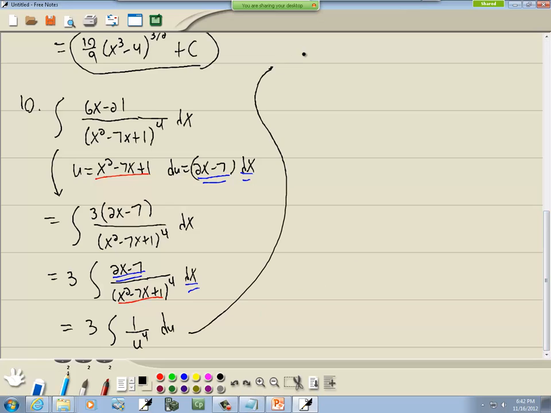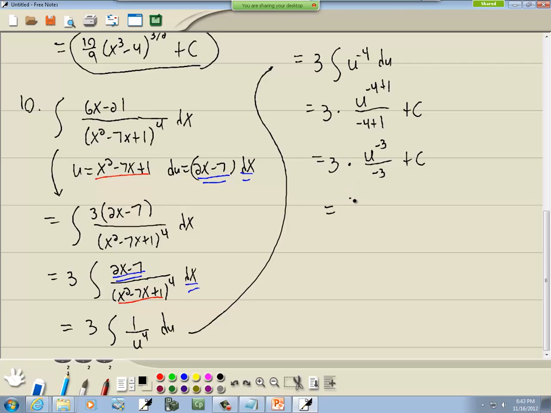Okay, so now this becomes, we take the u to the 4th up on top, becomes u to the negative 4. Because remember, we need u to a power. Well, add 1 to our power, so we got negative 4 plus 1. Divide by our new power, and then plus c. Negative 4 plus 1 is negative 3, and negative 3 down here, plus c.